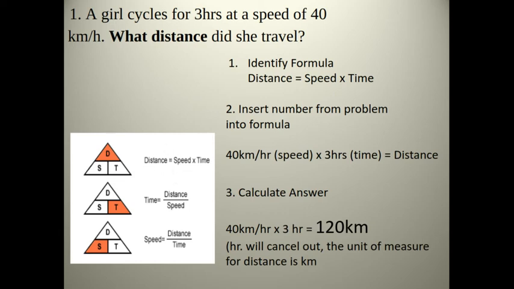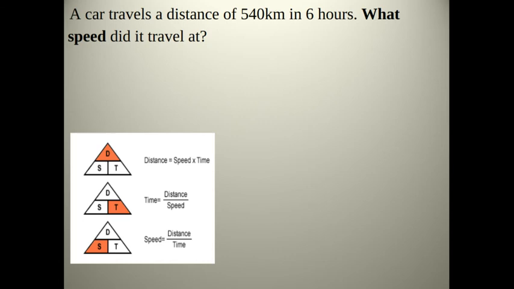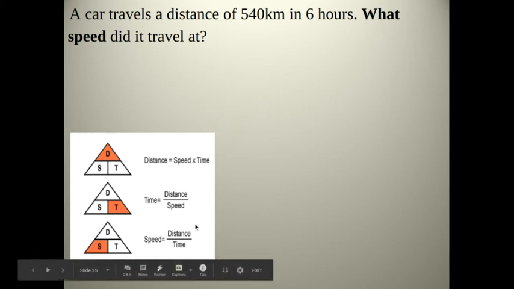We're going to do one of each. Here in this problem, a car travels a distance of 540 kilometers in 6 hours. What speed did it travel? So you look at your formula down below. Speed is distance divided by time. So let's identify the formula. Speed equals distance divided by time.